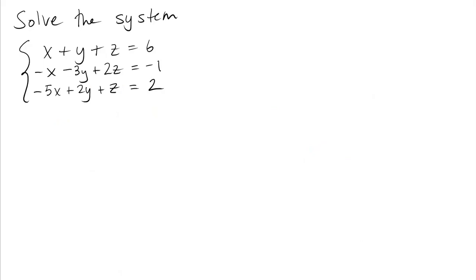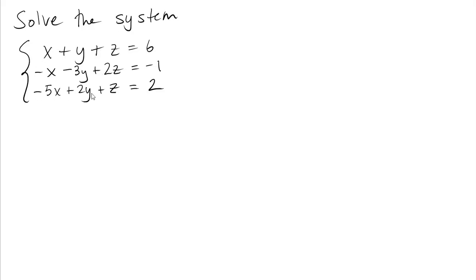Solve the system x plus y plus z equals 6, negative x minus 3y plus 2z equals negative 1, and negative 5x plus 2y plus z equals 2. We're going to solve this by coming up with a matrix representation. If you'd like to try solving this by hand using the addition method, the elimination method, I encourage you to try it, but it's the exact same steps, and you're going to wind up writing all those x's, y's, and z's over and over again unnecessarily.